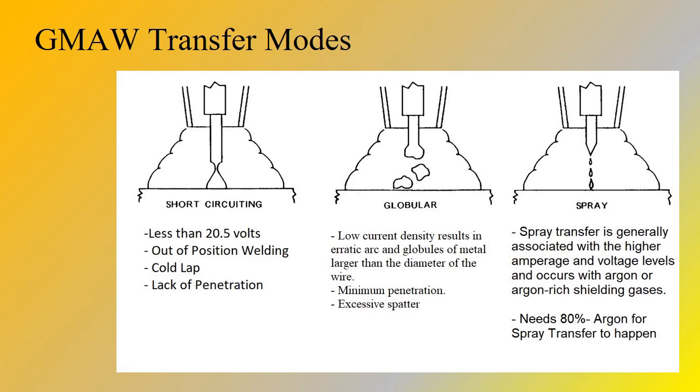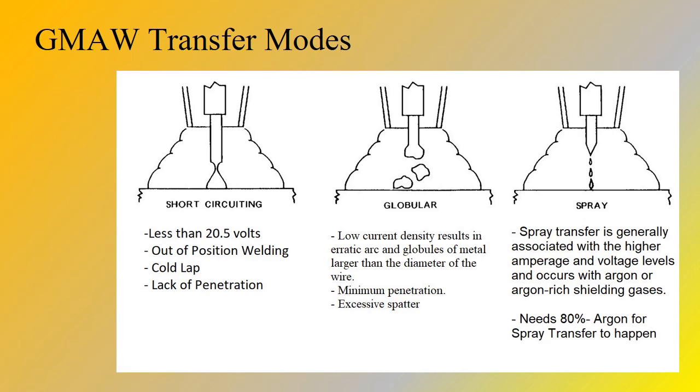Here's our transfer modes again, different slide, same information, maybe a little more. Gas metal arc welding transfer modes. Here are the 3 main ones, and we'll talk about pulse later on. With short circuiting, it's usually less than about 20 volts. Out of position welding can be done, which means we can run it uphill or overhead and not have an issue. The problem is you're going to have cold lap and lack of penetration. These things can come into play, and it's going to give you issues. So this is the lowest energy of the welding transfer modes.